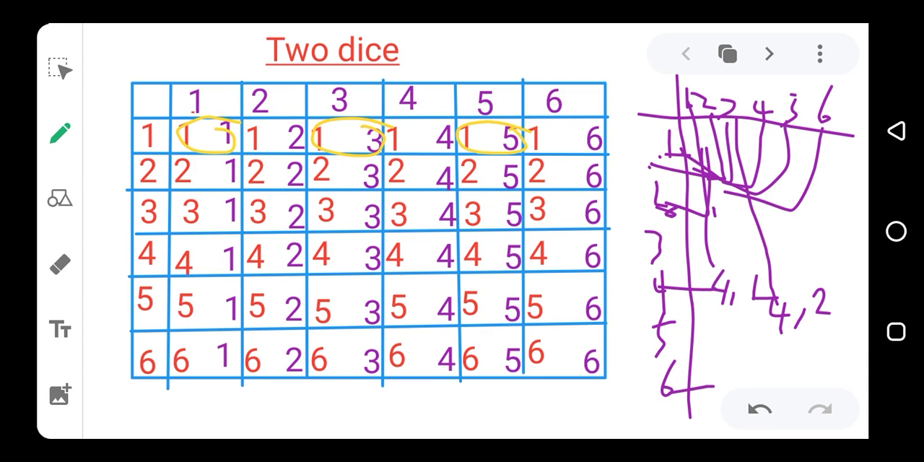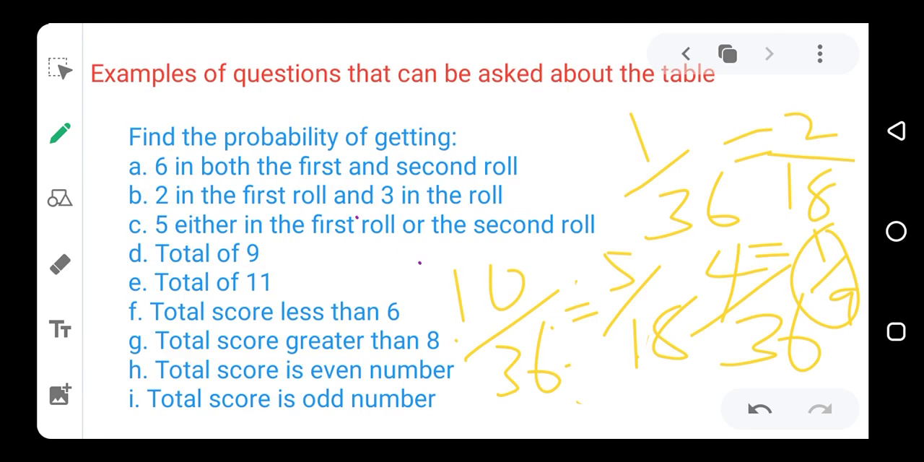1 and 5 is even. 1 and 6 is 7. Then 2 and 1 is odd. 2 and 2 is 4, is even. 2 and 3 is 5. 2 and 4 is 6. 2 and 5 is 7. 2 and 6 is 8. So we continue doing it like this until we get to the last even number, and then we count the total outcomes that are even, and then we write their probability.